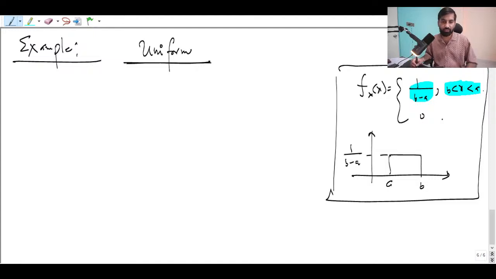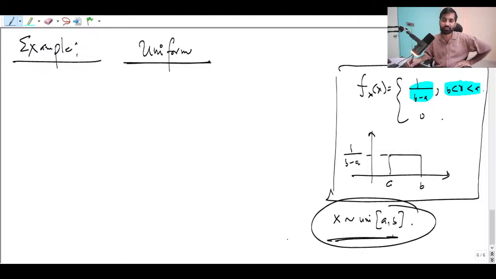Your random variable is basically a uniform random variable that takes a value between a and b, where the density function is constant. That's why we call it a uniform density function.